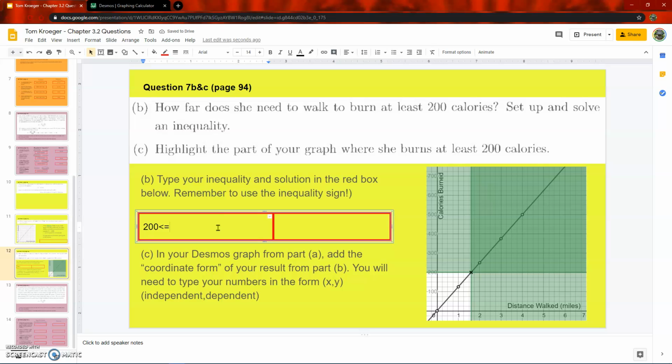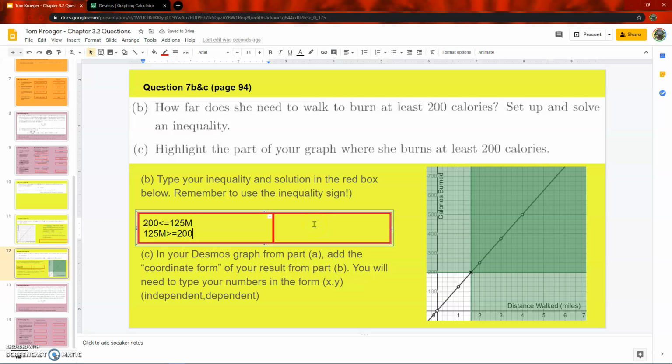200 must be less than or equal to whatever amount is. Well, that's just the 125 times m. So whatever miles she walks has to burn at least, at minimum, 200 calories. We could also turn this around: 125 m is greater than or equal to 200. Either one.